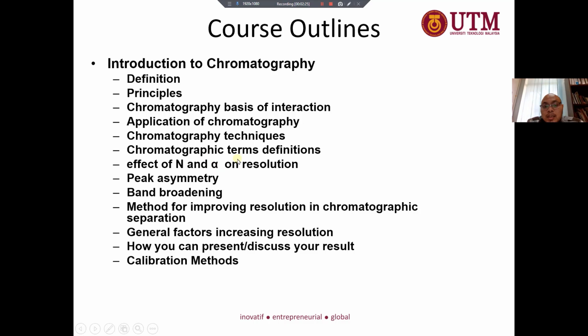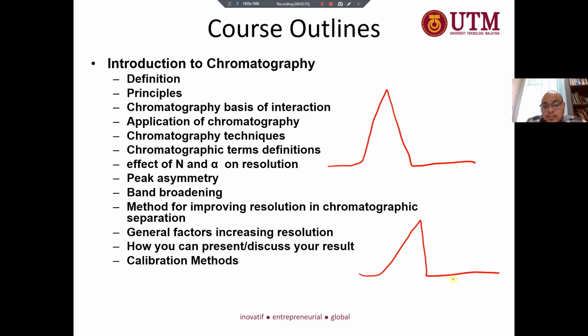Effect of sensitivity and selectivity on resolution of the separation. We will learn about peak asymmetry as well. What is peak asymmetry? It is like this. Sorry, I'm not good with drawing. We want to know whether the peak is symmetrical or a little bit tailing. This is what is meant by peak asymmetry.